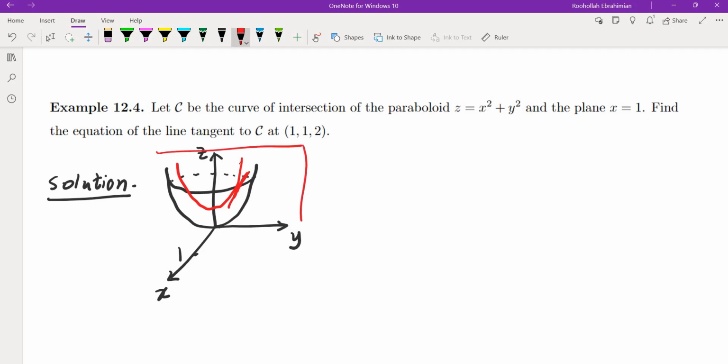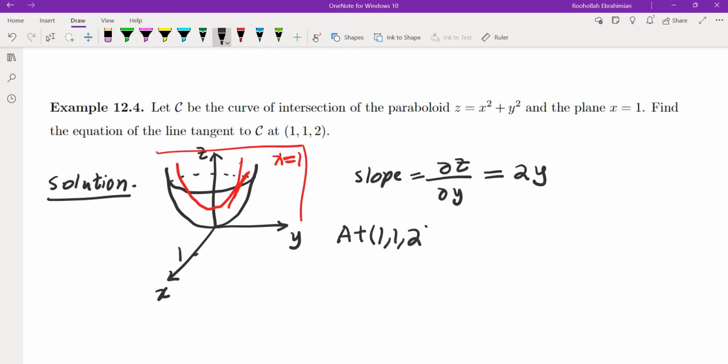So if you look at the plane, it is x equals 1. So the tangent would be on the same plane, so the x coordinate is always 1. We'll have to find the y and z coordinates. So what is the slope? Well, slope would be partial of z with respect to y, because we're looking at the zy plane, basically a plane parallel to the zy plane. That would be 2y. Now we're going to plug in the point that they gave us, 1, 1, 2. We will get the slope is equal to 2 because we plug in y equals 1.